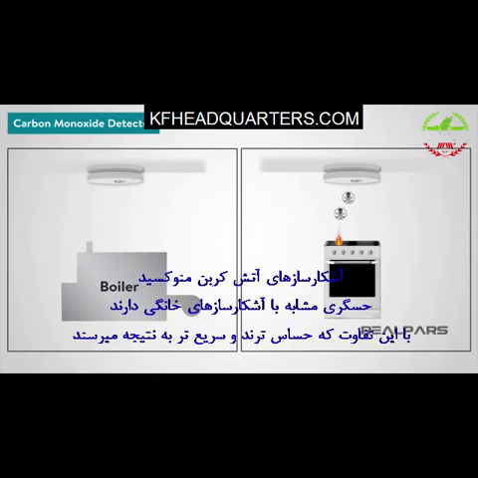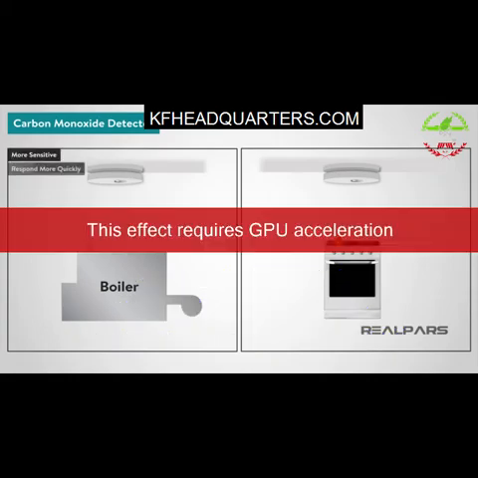Carbon monoxide fire detectors use the same type of sensor as those in the home, but are more sensitive and respond.